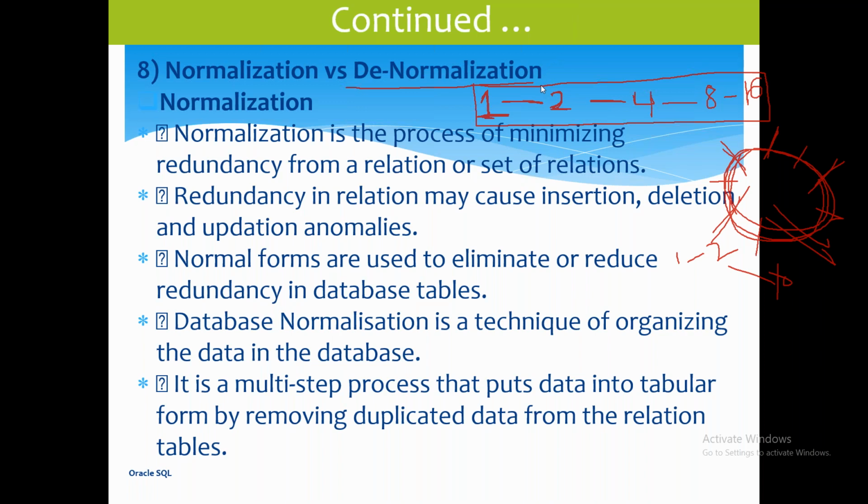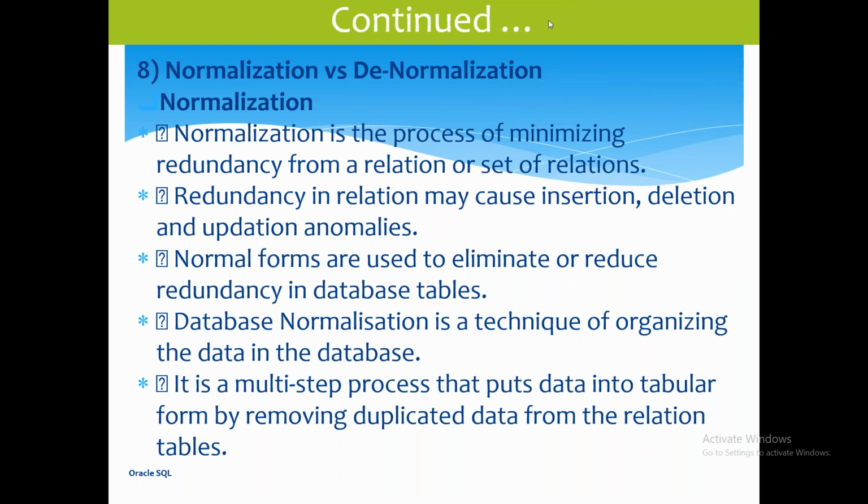Now we can come to the technical side, what exactly this is. Normalization is the process of minimizing the redundancy from a relation or set of relations. This first definition is the good one, you can refer to this. The technical word you can use is redundancy.